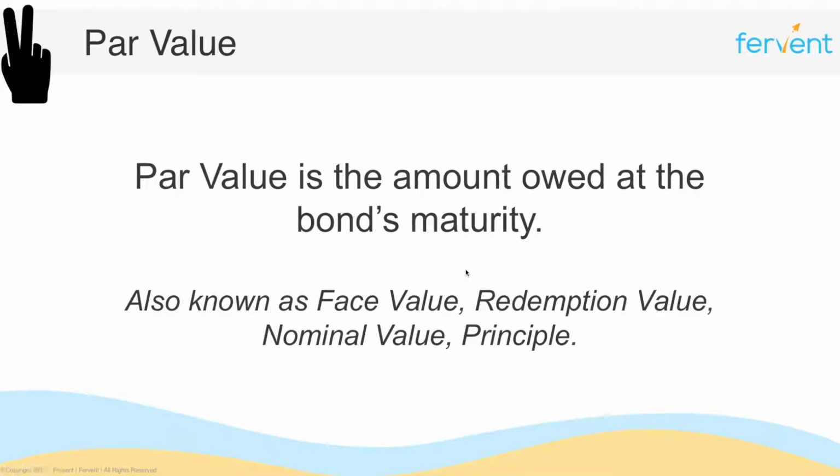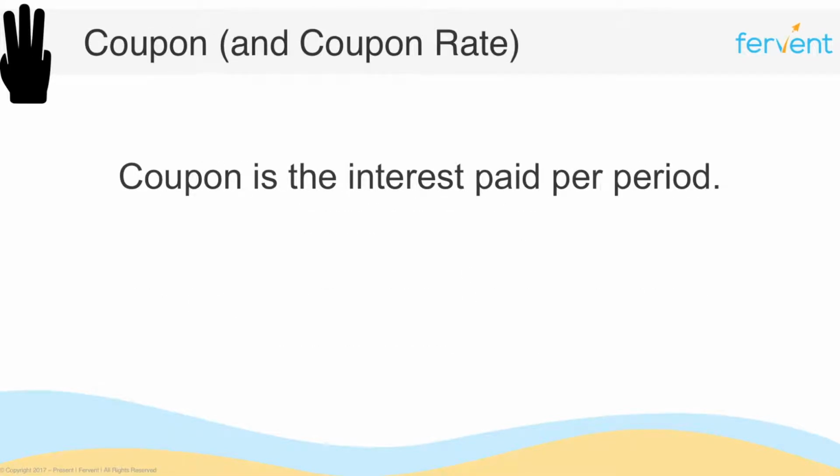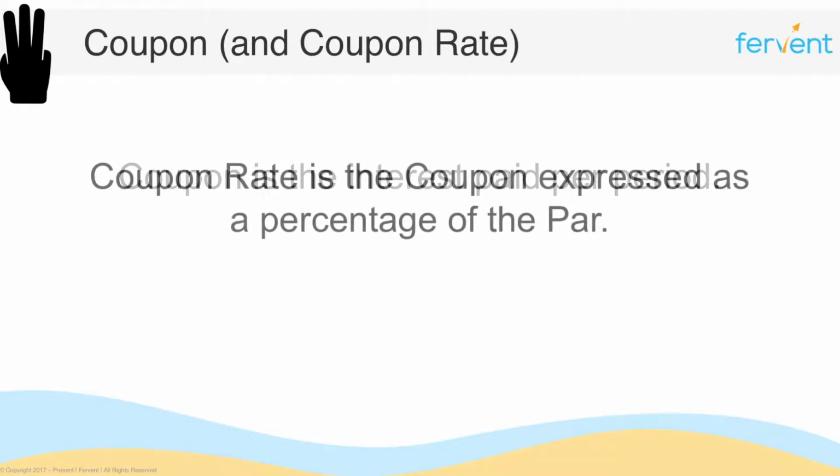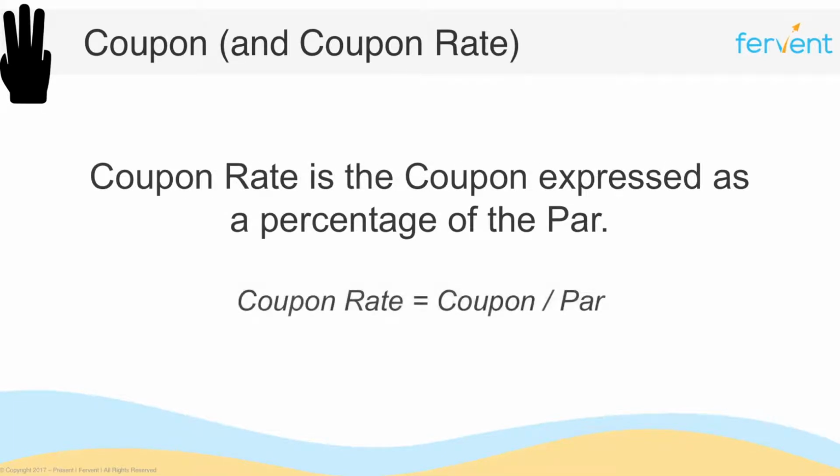Next up then, we've got the coupon and the coupon rate. The coupon is the interest paid per period. Remember, in the previous video we looked at annual interest payments of $50. Well, the coupon was $50 in that example. Now, the coupon rate is the coupon expressed as a percentage of the par. In other words, the coupon rate is the coupon divided by the par. You take a single coupon that you're earning, divide it by the par value, and you've got your coupon rate, which we tend to express as a percentage.